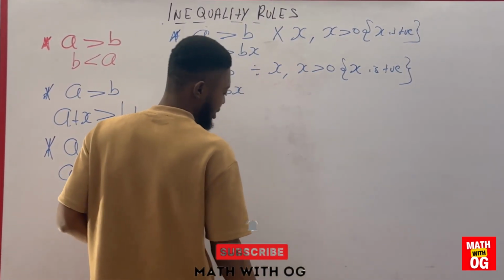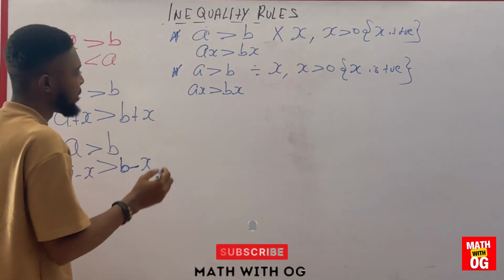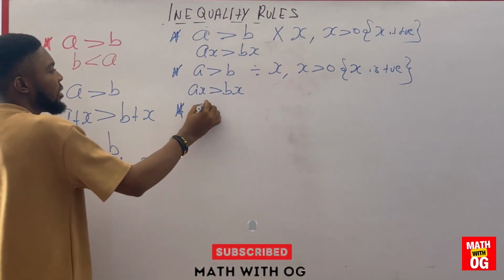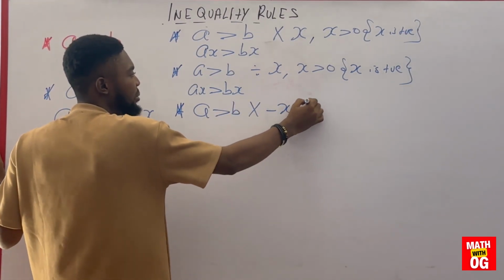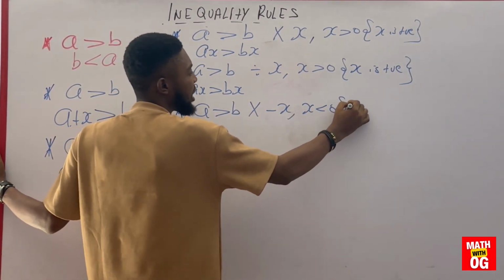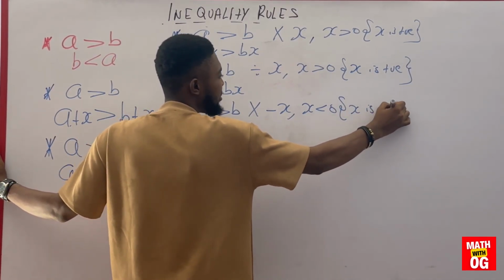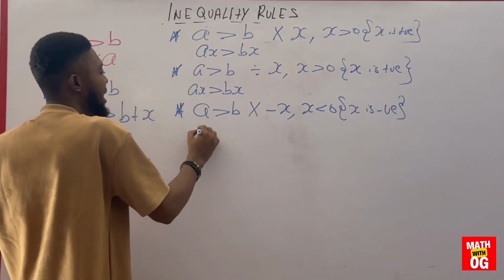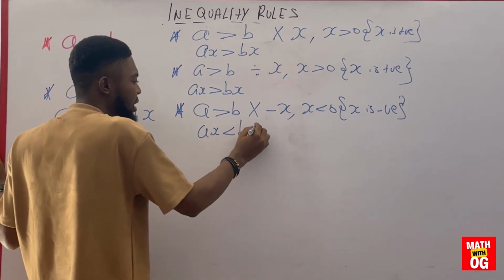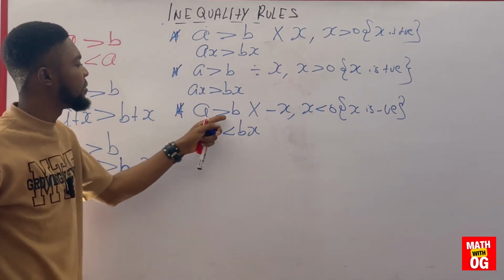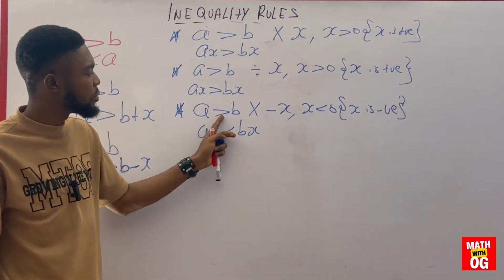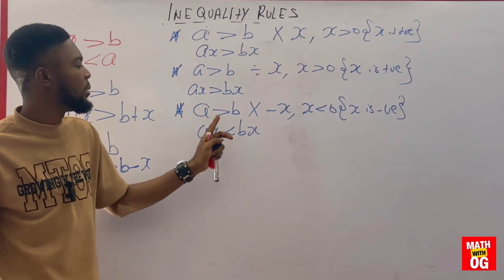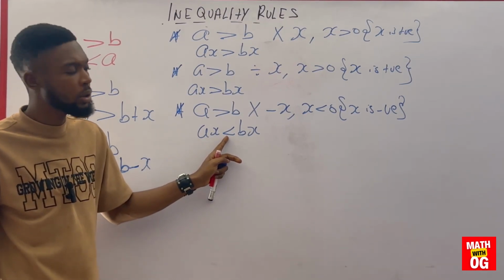Now the last part is when you multiply or divide by a negative value. Now for a negative value, you have A greater than B. Let's multiply by negative X. That means X is less than 0, or you can write X is negative. So in this case, my AX will be less than BX. That means when you multiply or divide by a negative number, you have to change your inequality sign. So if here were to be negative, here has to be positive. But since here is positive, here has to be negative.